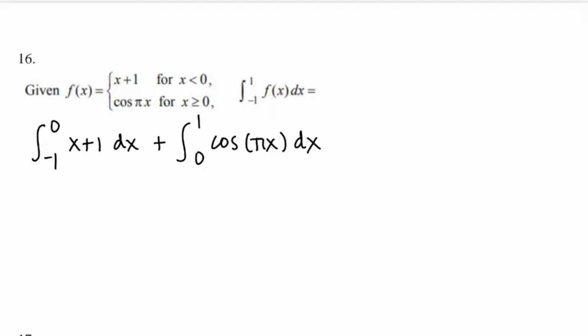So I'm thinking, all right, x less than 0, that's the x plus 1, where I'm going to integrate from -1 to 0, and x greater than or equal to 0, that's when I'm integrating cosine of pi x from 0 to 1.